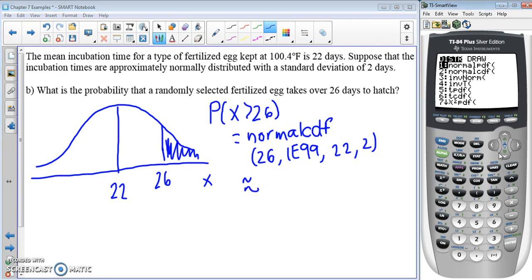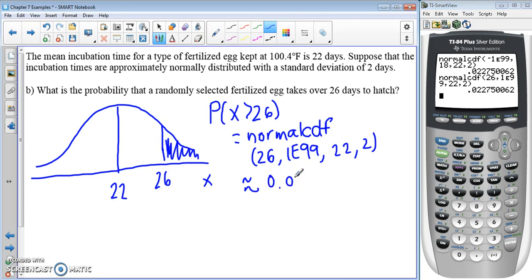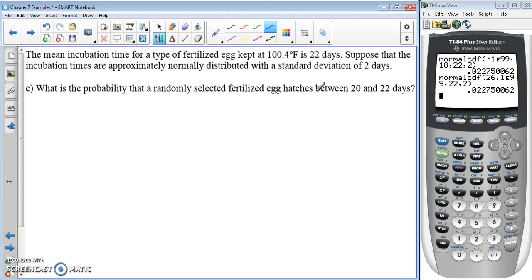So second VARS, 2, 26, comma 1E99, comma 22, comma 2. So that is 0.0228. Makes sense, right? It's 2 standard deviations, that's the metric there.